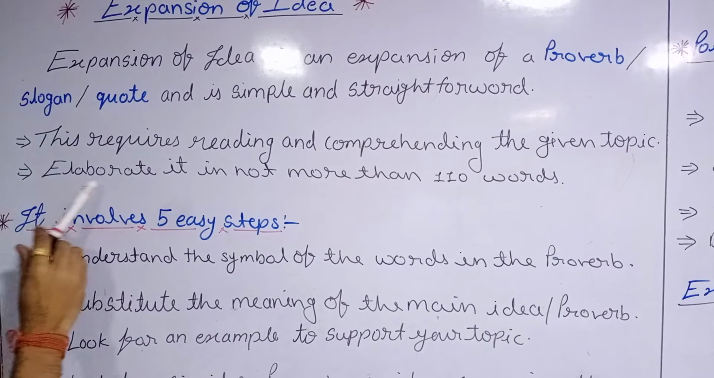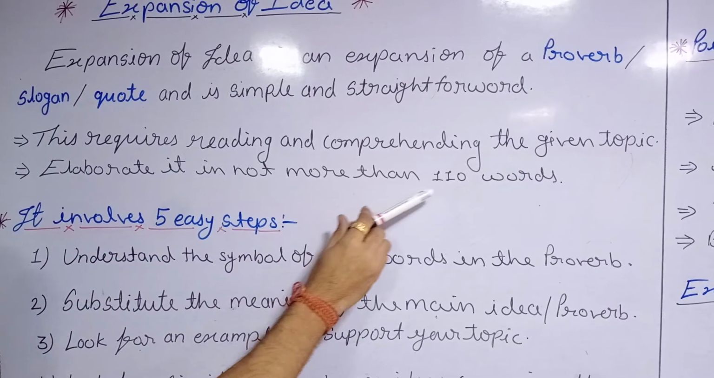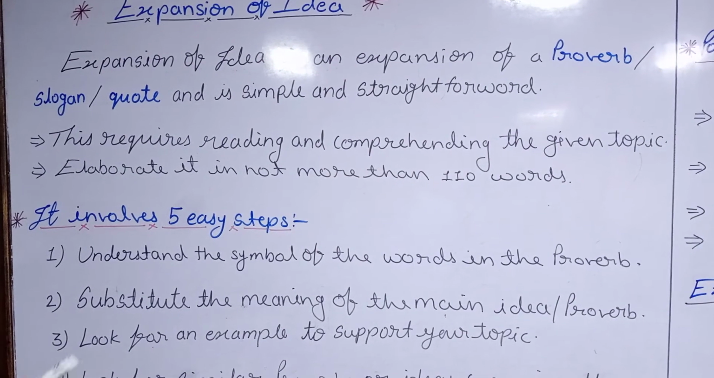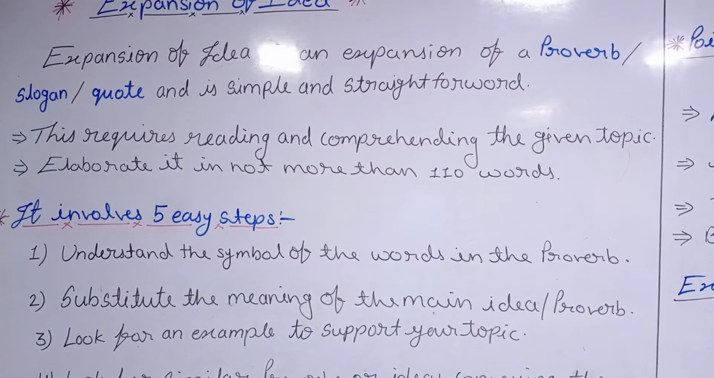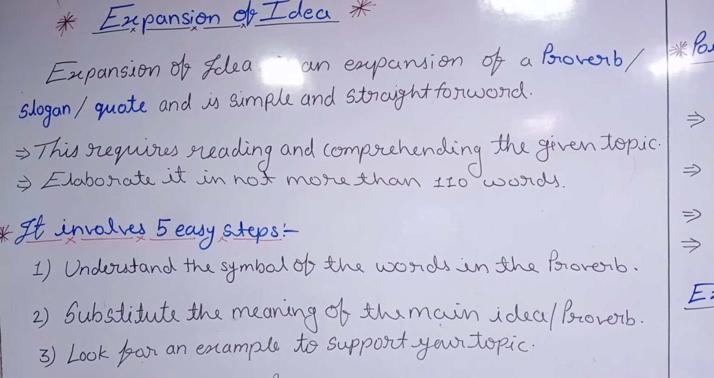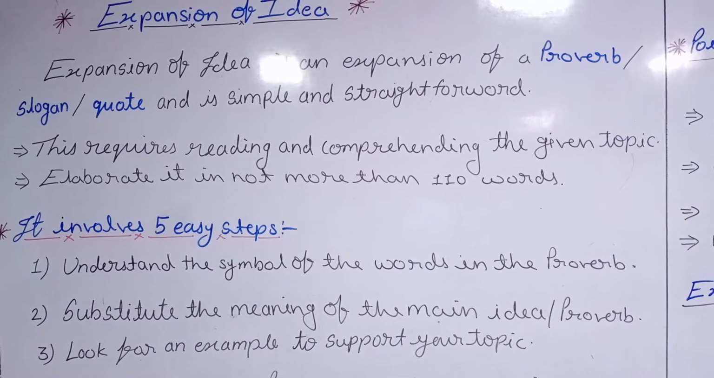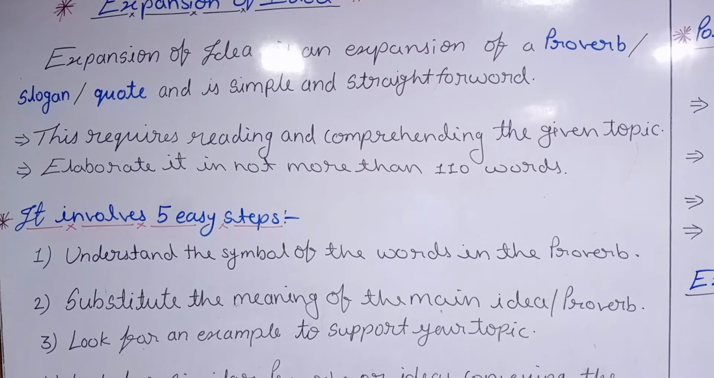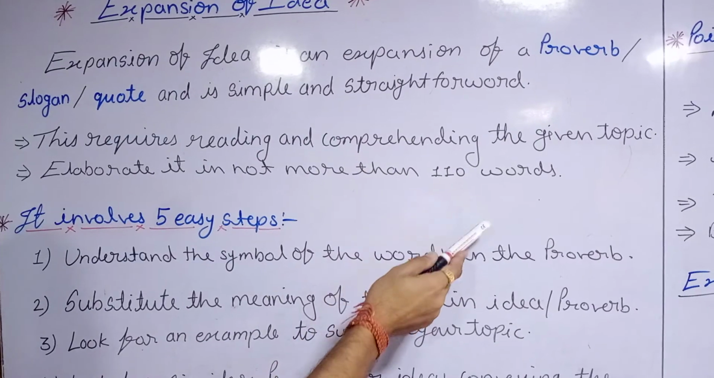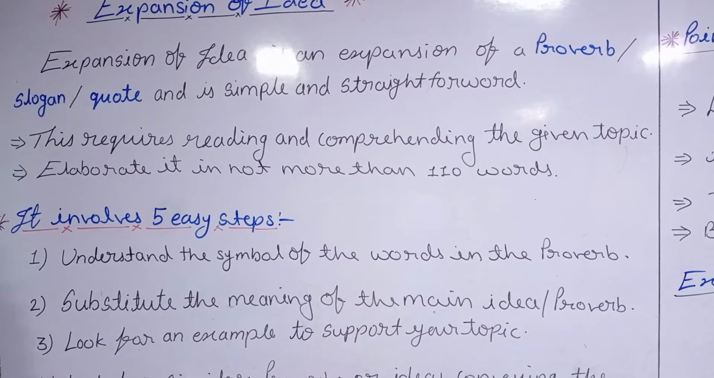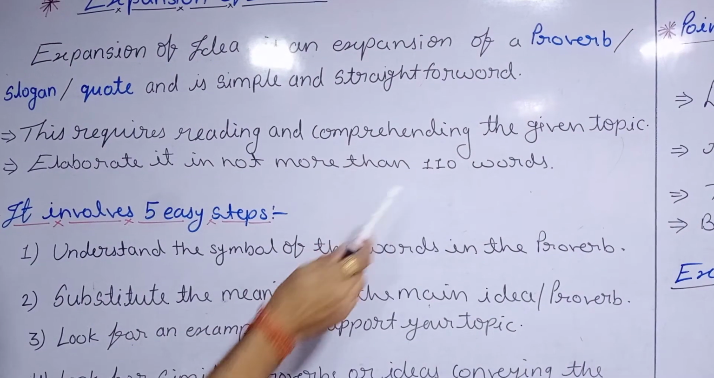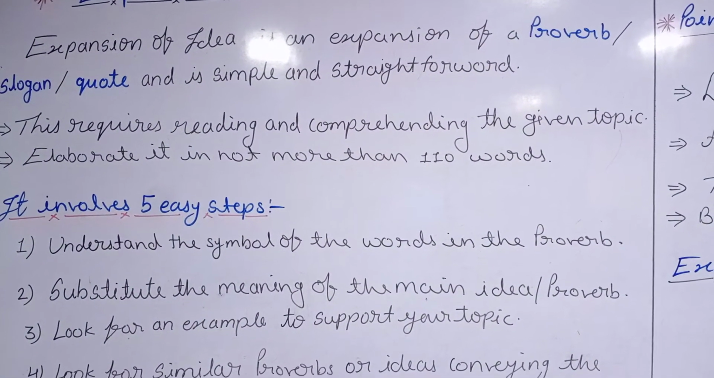The second, elaborate it in not more than 110 words. It could be around 110 words. It should not be too lengthy or too small. It means it is properly accurate, around 110 words. It is not compulsory that we write exactly 110. It could be 112, 110, 100 or 90. It could be anything. Maximum 110, try to write within that.